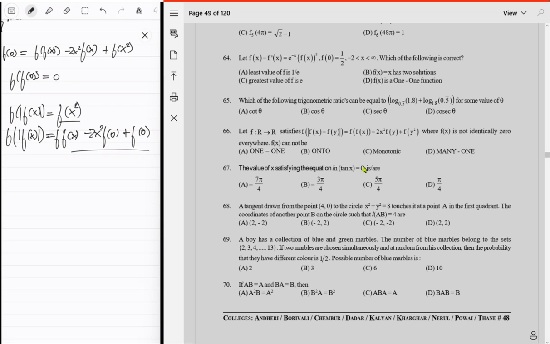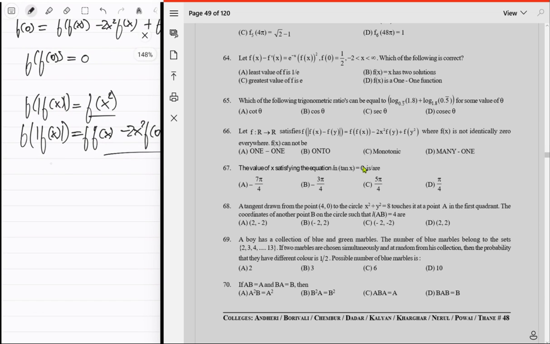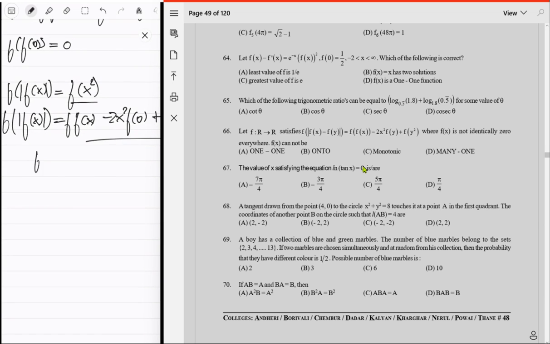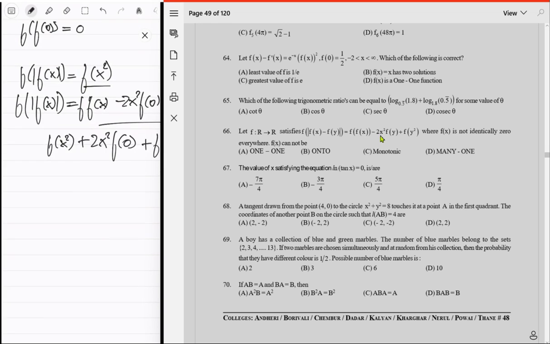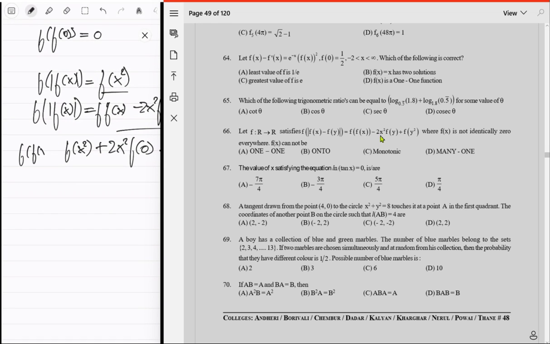Think about it. 0, 0. Okay, these do become equal. At least तुम्हें एक चीज समझ गई, that f of x can be replaced by this thing, f of x square plus 2x square f of 0 plus f of 0, right? And if I replace it, just get that in there. Okay, this is equal to f of x, and right, it's just weird.